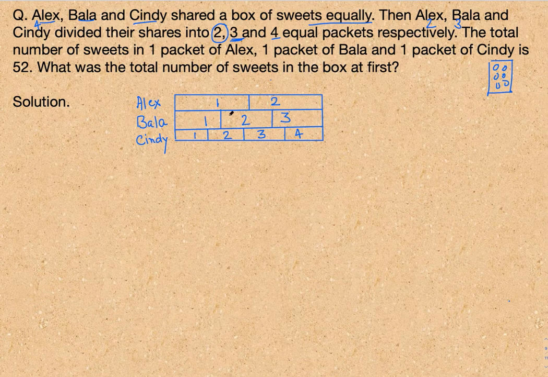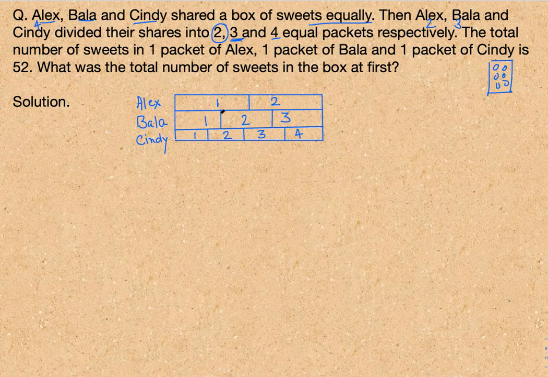Each of them has the same number of sweets. That also shows us that each packet of Alex has the maximum number of sweets. I mean, Alex's packets have a lot more sweets compared to Bala and Cindy. And Bala's one packet has a lot more sweets than Cindy's. How much more we don't know, but we can see that the packets of each one of them have different numbers of sweets.